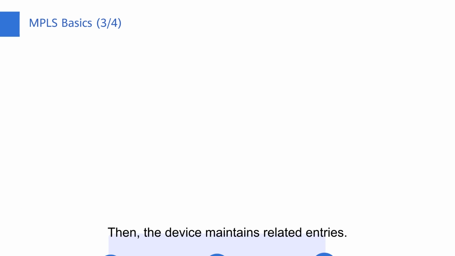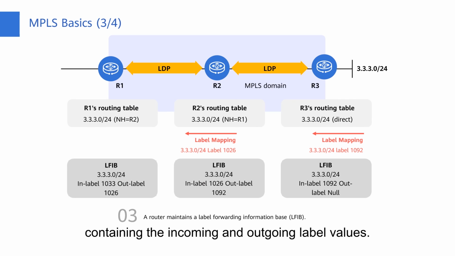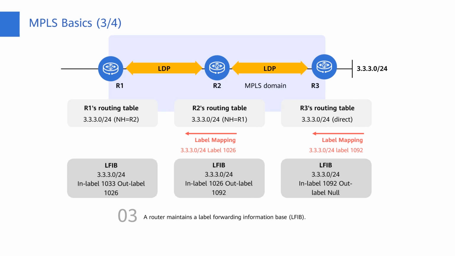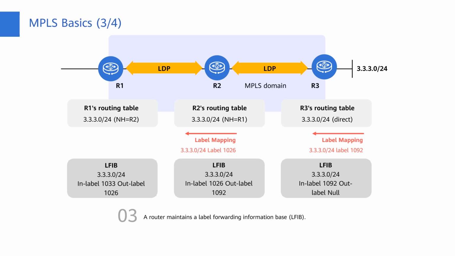Then the device maintains related entries. These entries are called label FIB entries, containing the incoming and outgoing label values. Note that the outgoing label sent by each device is assigned by the next hop.